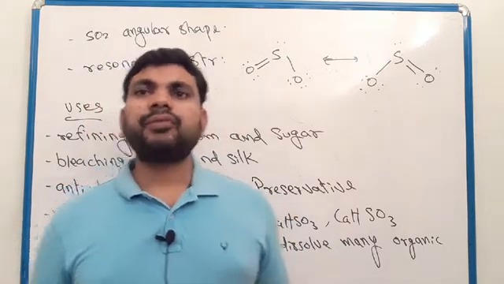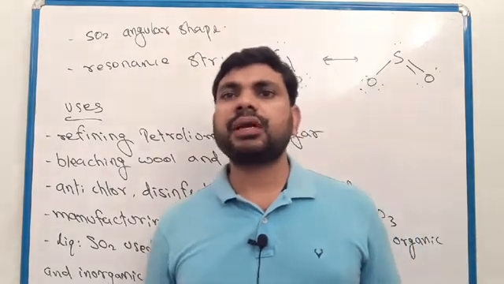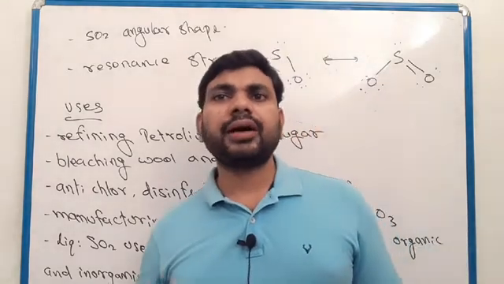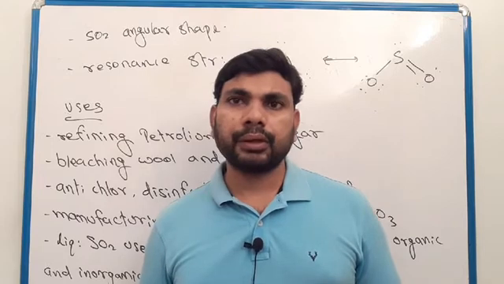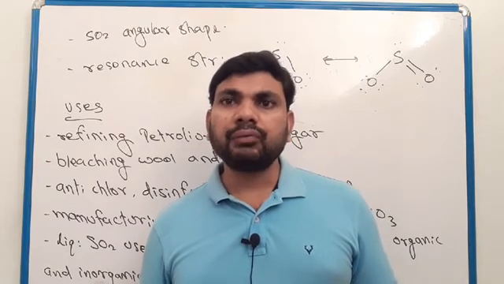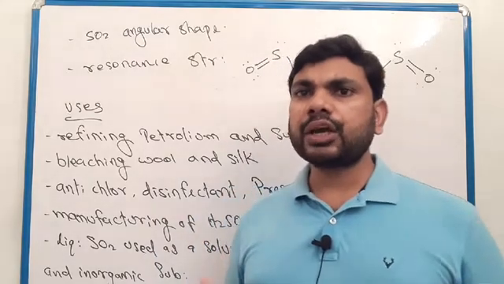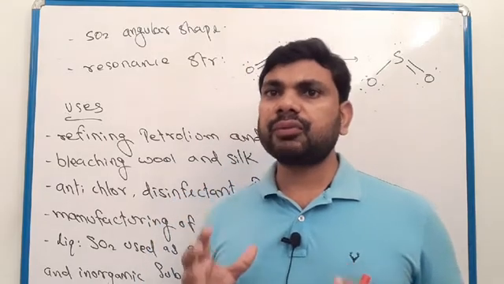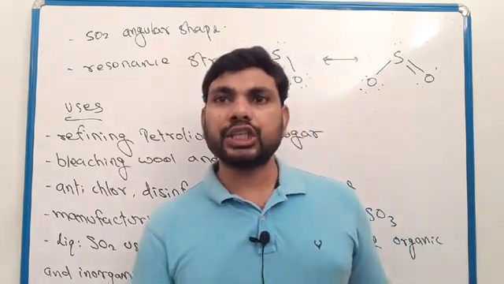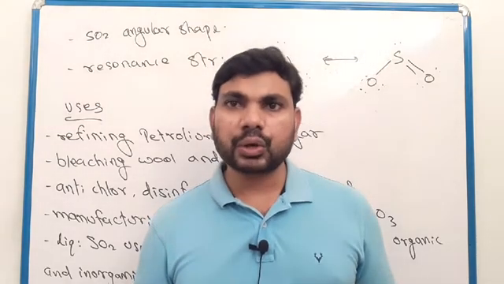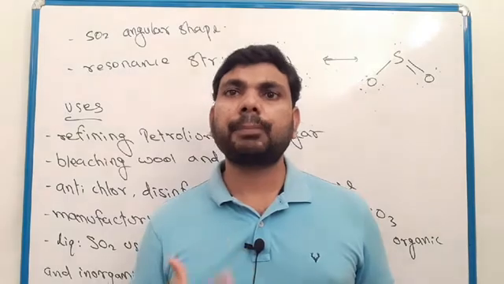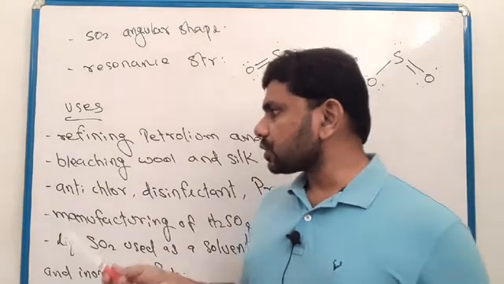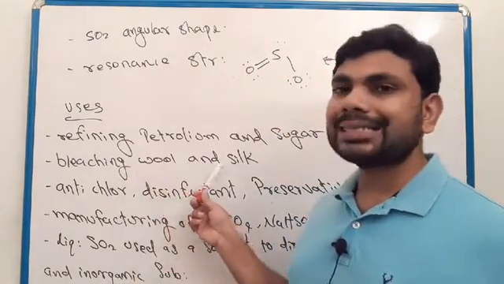Next, different uses of sulfur dioxide. Sulfur dioxide is used in refining of petroleum and sugar. It is used as a food preservative. Also, sulfur dioxide is used as a bleaching agent in the paper industry, and for bleaching wool and silk.